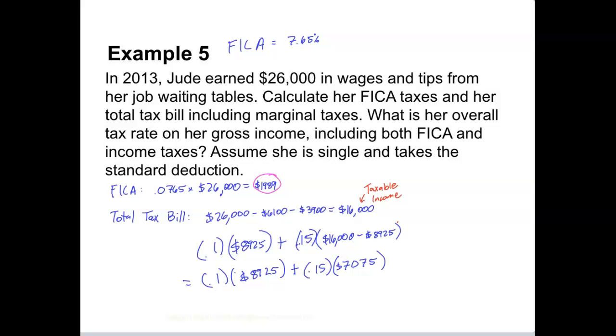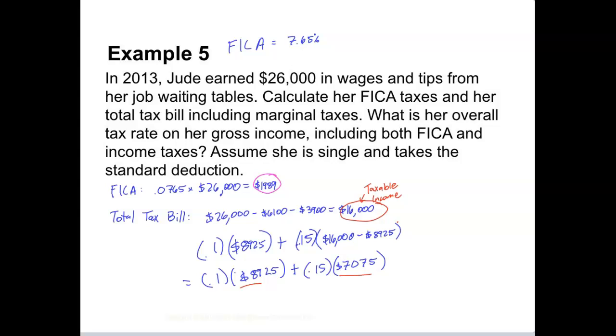And so here's the thing to remember. When you're doing a tax calculation by hand like this, when you add up the money next to the tax brackets, those should add up to the taxable income. And in this case, they do. If you add 8,925 to 7,075, you get the $16,000. That's her taxable income. All right.